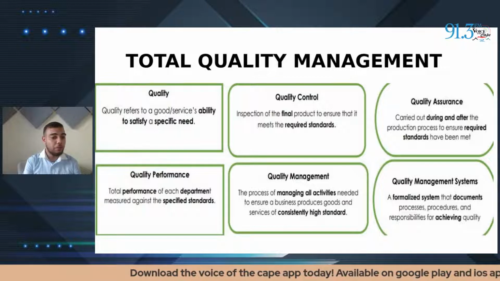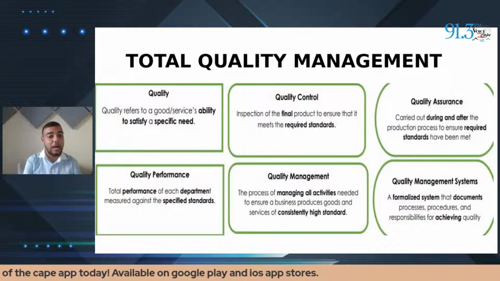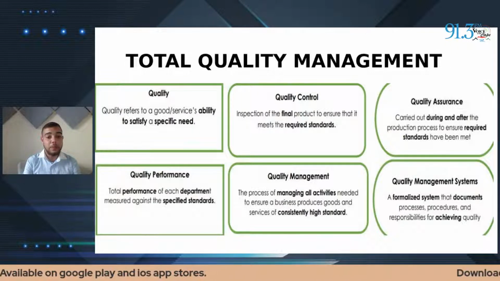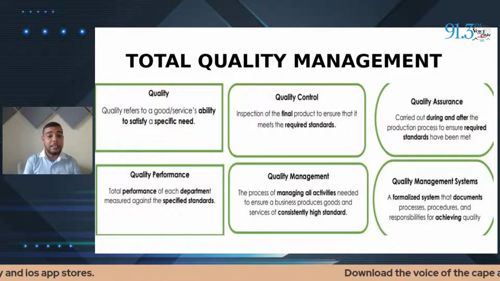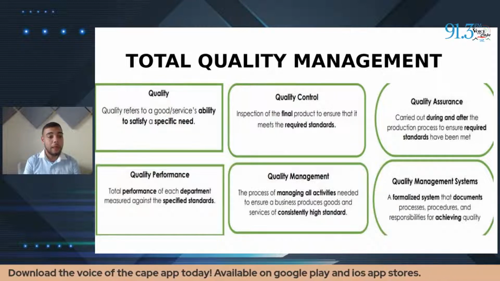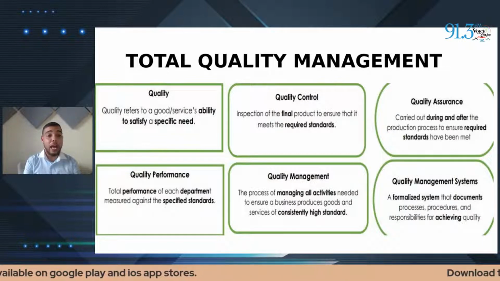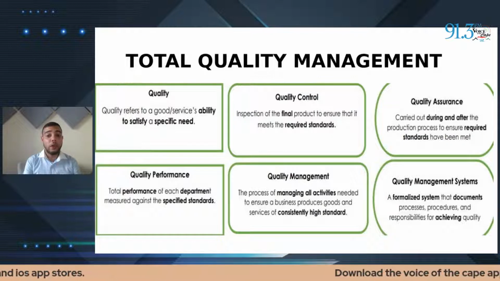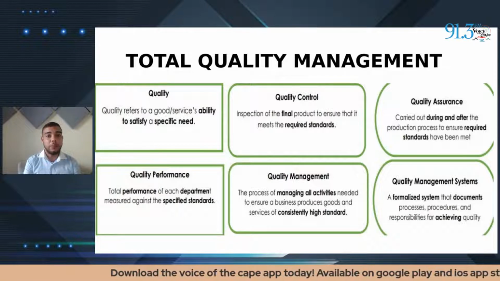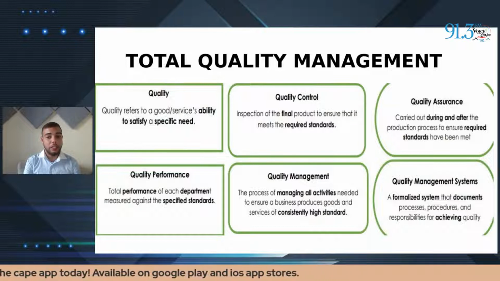We now move on to quality of performance. This is the total performance of each department measured against the specified standards. Quality management is the process of managing all activities needed to ensure a business produces goods and services of constantly high standard. So now you need to differentiate again between quality of performance and quality management. Quality management systems are a formalized system that documents processes, procedures, and responsibilities for achieving quality.